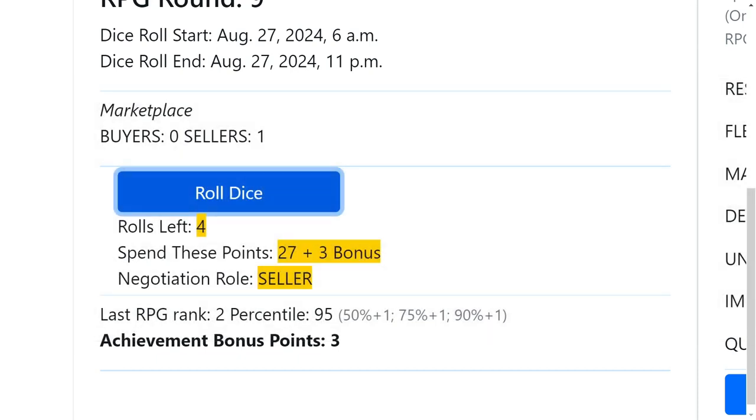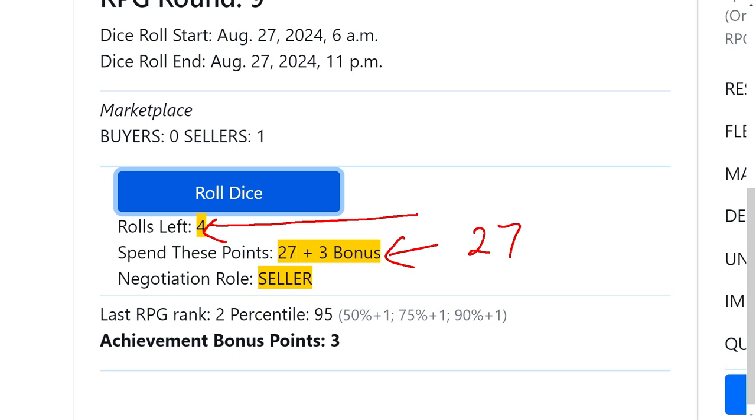Okay, what happened here? Well, after we push the button, we can see that the result is 4 left. Our bonus is 3. And we rolled 27. So we got 27. But because we have a bonus, because we did so good last time, we get plus 3. So that's great. So these are the points we can spend.